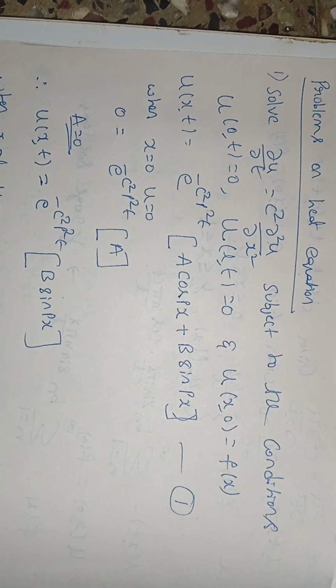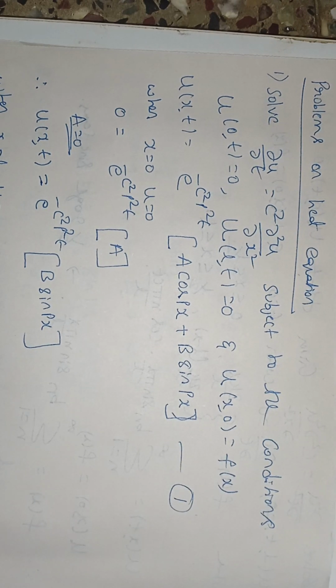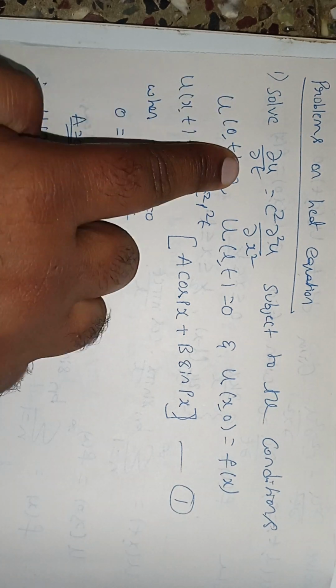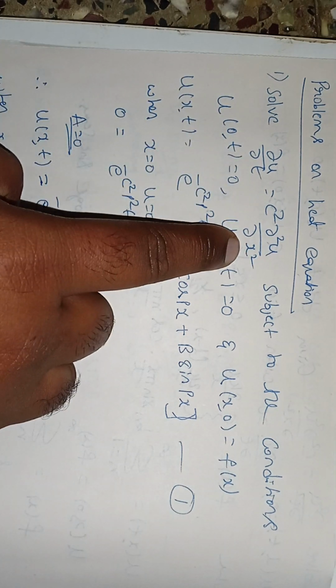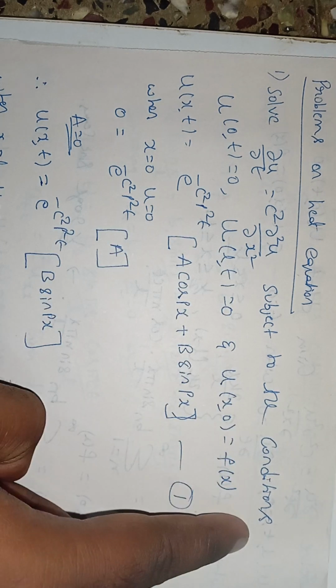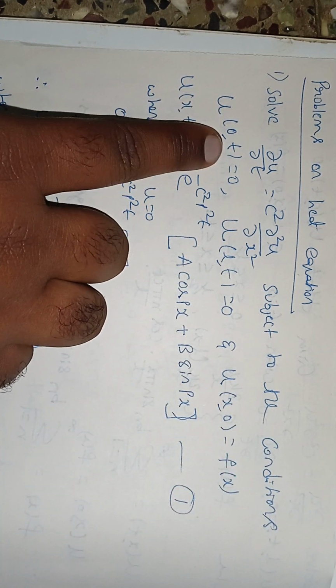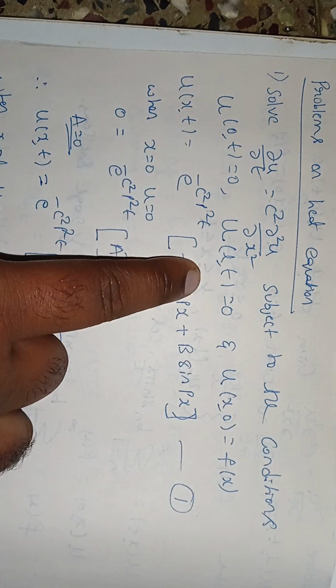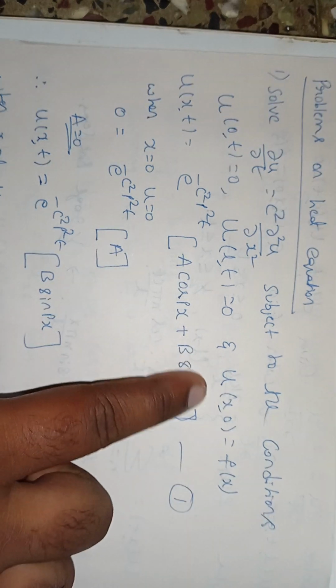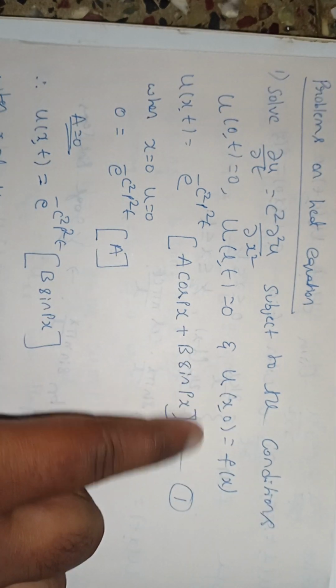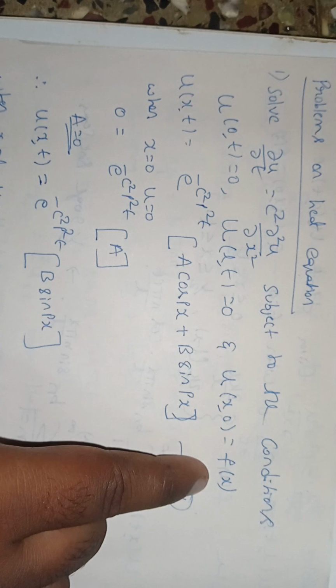Next, let us get into the problems on heat equation. So here also you will be having an equation ∂u/∂t = c² ∂²u/∂x², subject to the conditions u(0, t) = 0, u(l, t) = 0, and u(x, 0) = f(x).